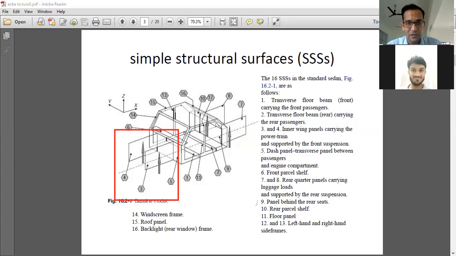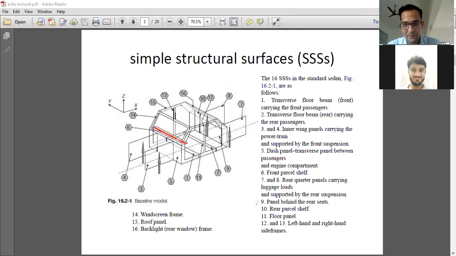Now you will have 16 different surfaces. I'll go for the fifth, which is the dash panel. This one is the dash panel. If you can observe it, 5 is indicated on that surface. Then there is the front parcel shelf. From the name you can understand it is for holding the parcel. It is available over here. This is the shelf which is holding the parcel, and it is available at the front. So this is the sixth component.